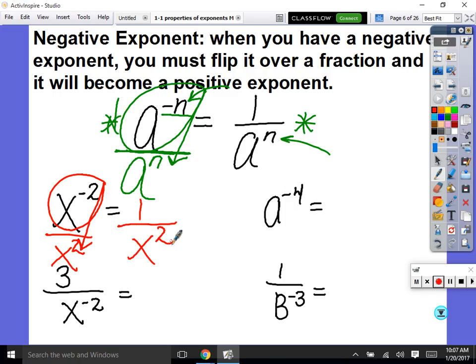Don't make the tragic mistake of what some students do when they get going fast. They flip it, and then they put a negative again. Well, no, that defeats the purpose of why we flipped it, right, everybody? Okay, so it was positive.